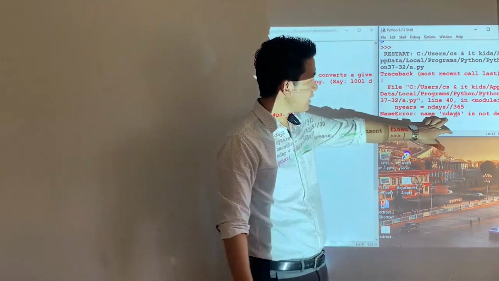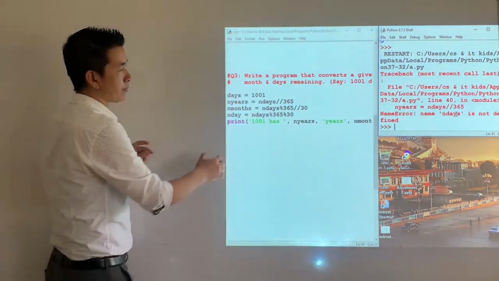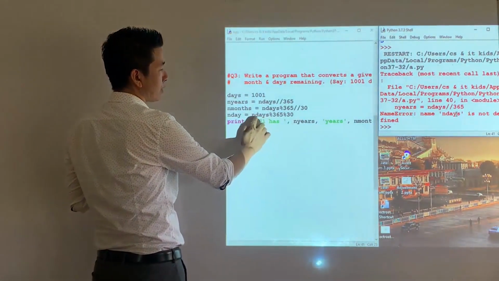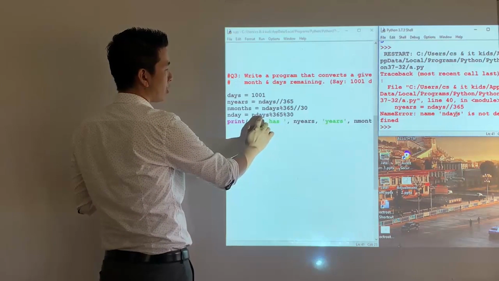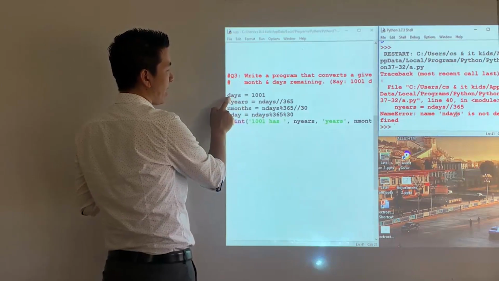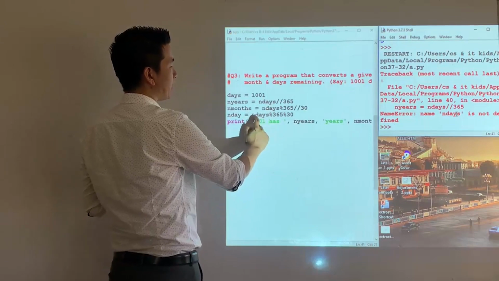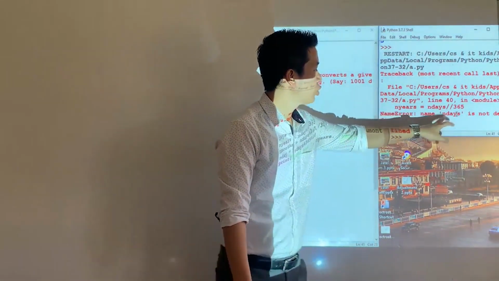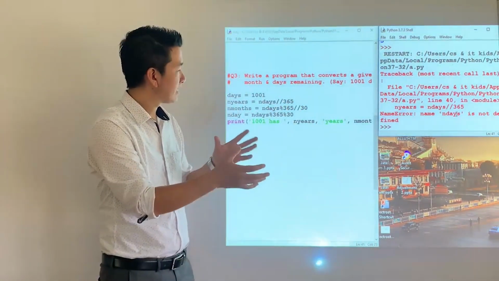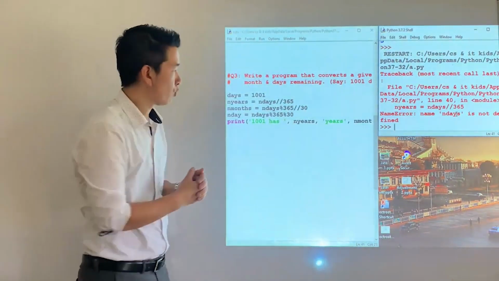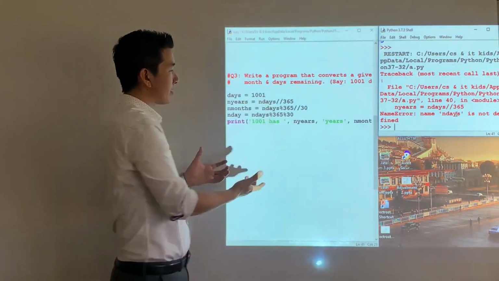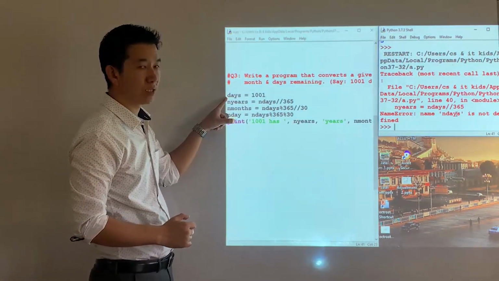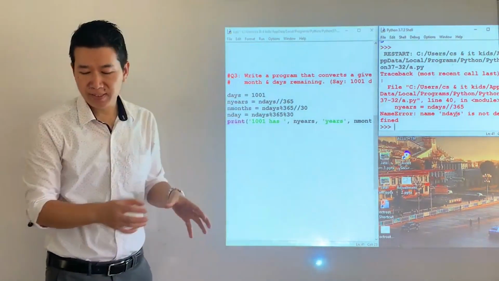It says, n days is not defined, which means I have used the n days here, okay, but this n days is not recognizable. Up here I have the days, but I have used here n days, n days, n days, which is a mistake. So the Python interpreter says it has no idea what this n days is. I don't have any initial variable by the name of n days, rather it's days. Okay, so there you go. This is how you fix the error.